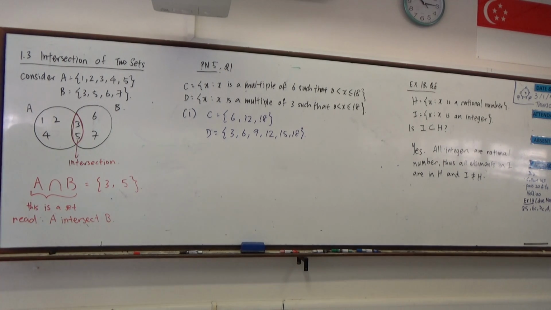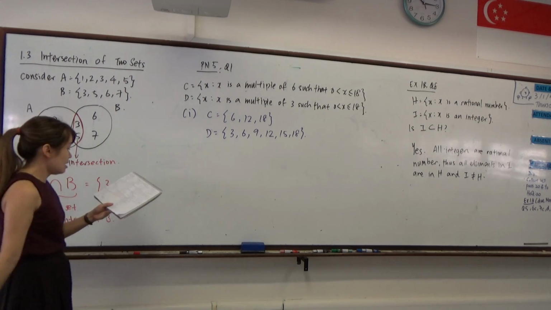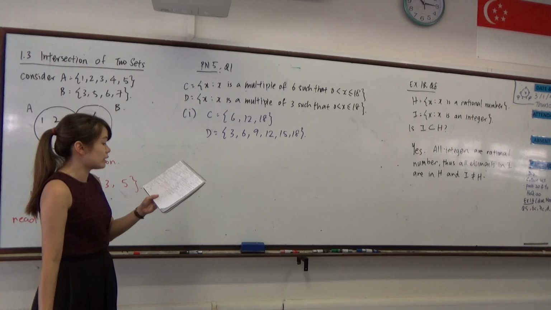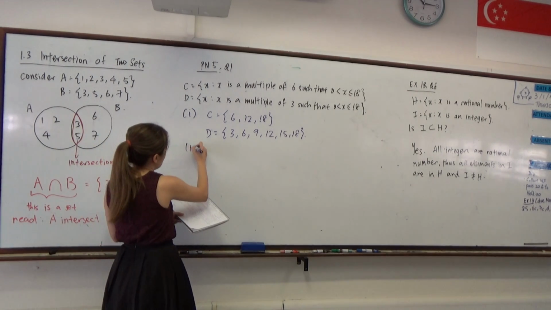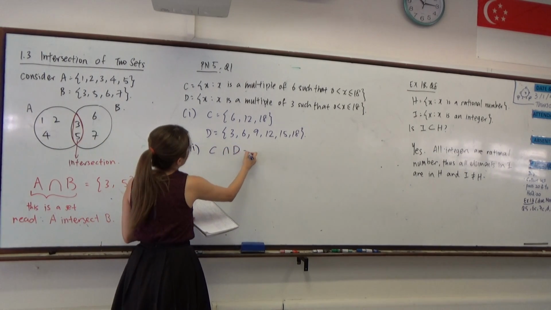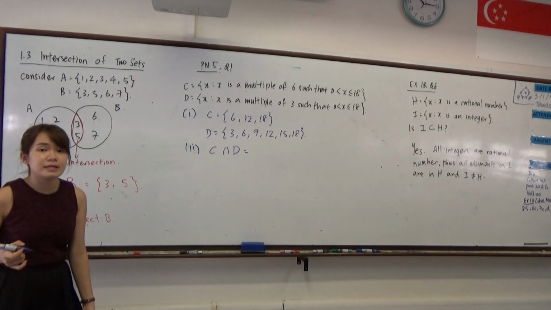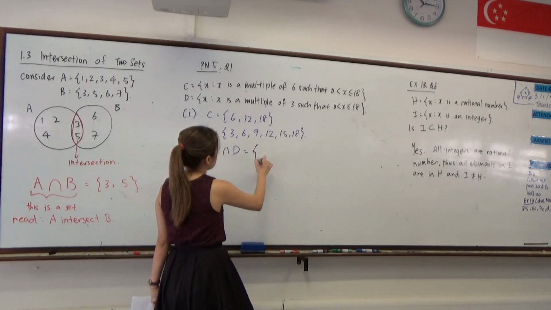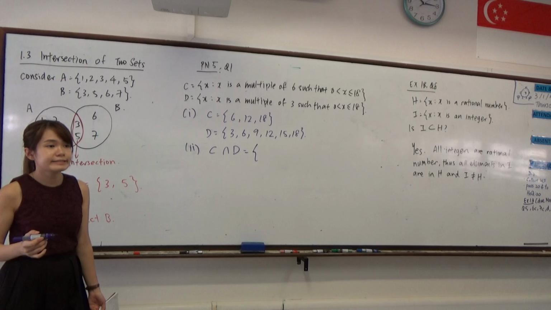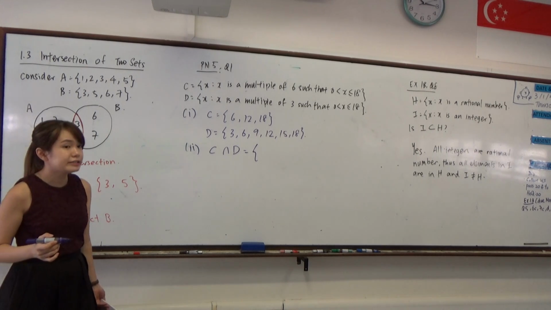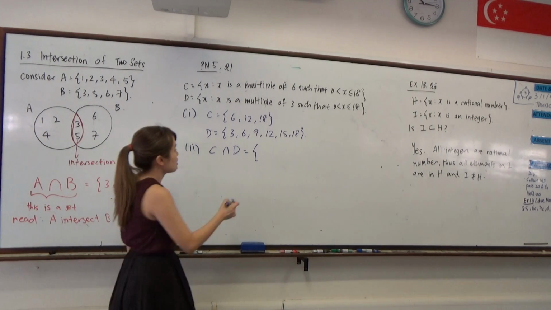Is there any question from just now? No. Sure? So in part 2, we want to find out what C intersect D is. So what would the elements be inside this set? What are the elements? 6, 12, and 18.